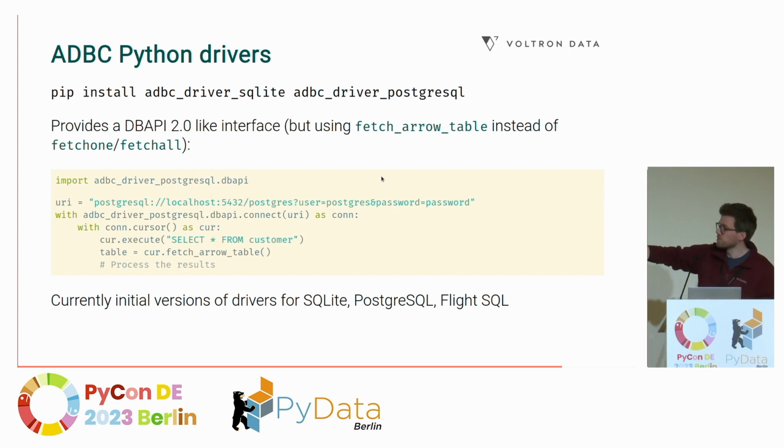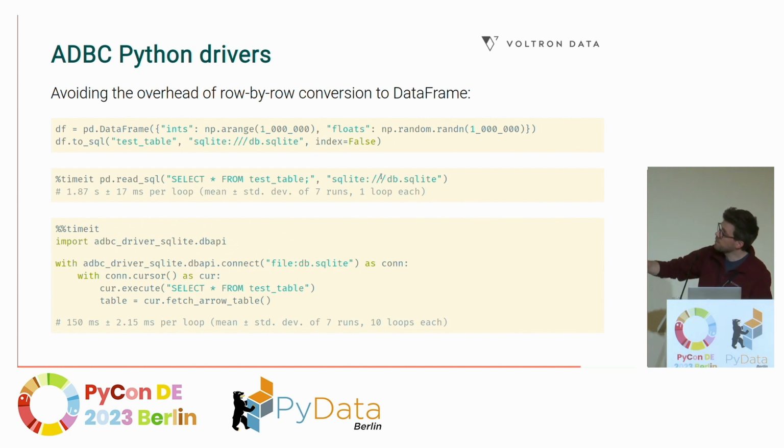We have initial versions, but it's only from the start of this year that this has been adopted by the Arrow community. So it's very much an early state of those drivers. But here is just a small example for the existing SQLite driver. I use pandas to write a data frame to a SQLite file. I read it with the current implementation of pandas, or I can read it with the SQLite driver. And what you see here is mostly avoiding the overhead that pandas has, doing this row by row, retrieving row by row and building up the data frame in Python.